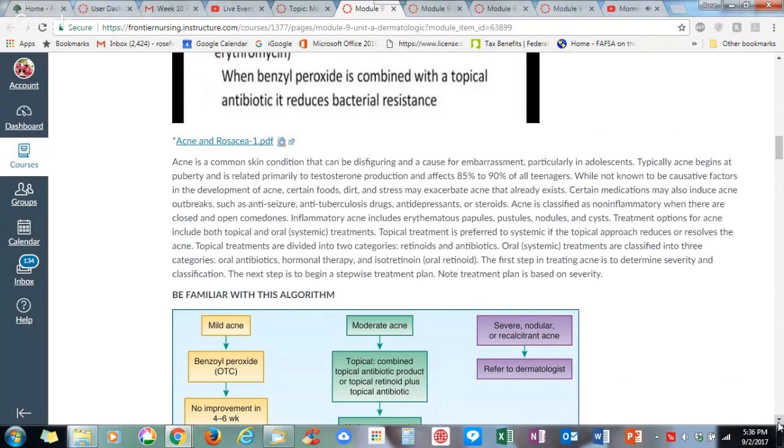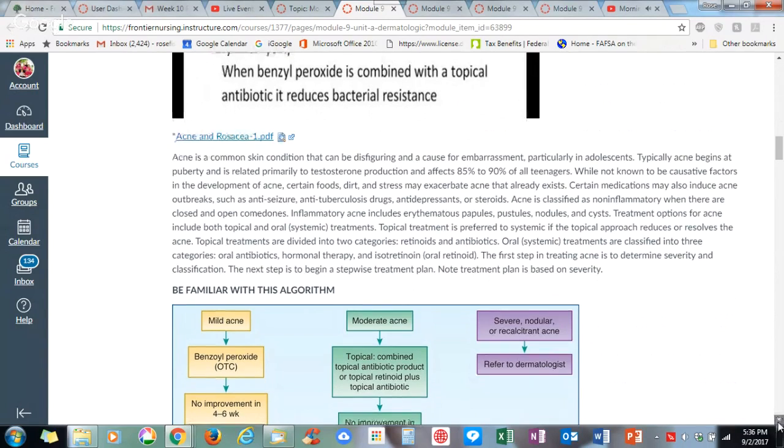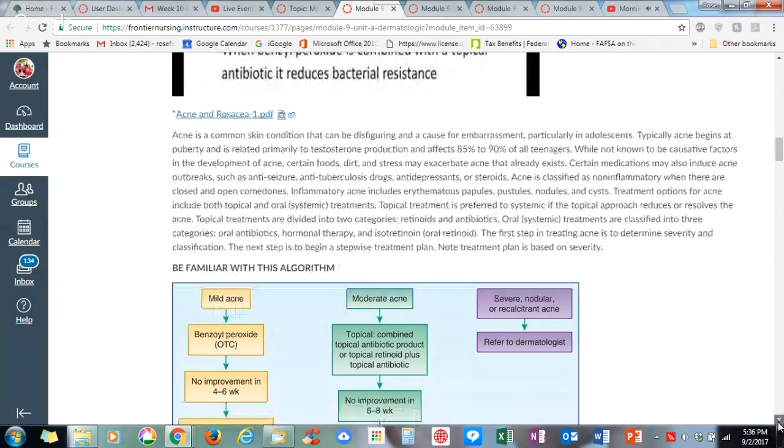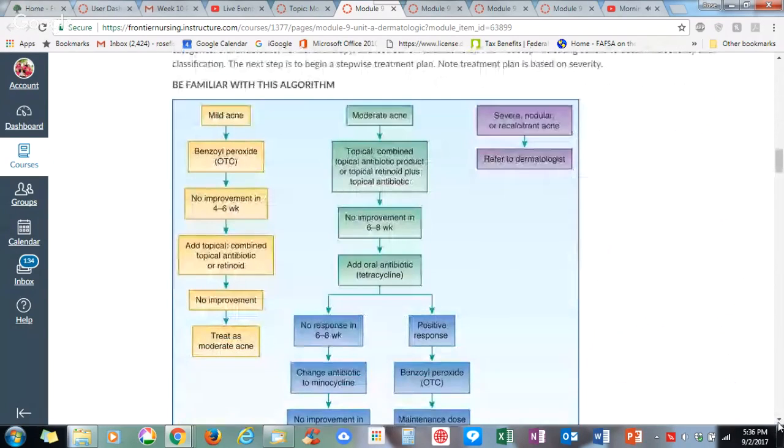The first step in treating acne is to determine severity and classification. The next step is to begin a stepwise treatment plan. Note, treatment plan is based on severity. Be familiar with this algorithm. For mild acne, use benzoyl peroxide, which is over the counter. If no improvement in 4 to 6 weeks, add a topical, combined topical antibiotic or retinoid. If no improvement, treat as moderate acne.